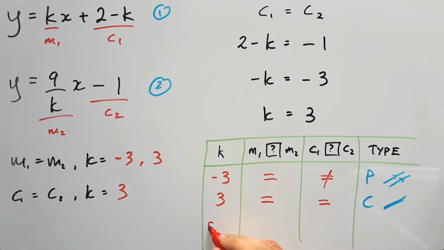As for everything else that you can use for the value of k, m1 will not equal m2 because there is no other solution for that, and c1 will not equal c2 for the same reason. And this would be the combination for two lines that cross each other over one point.